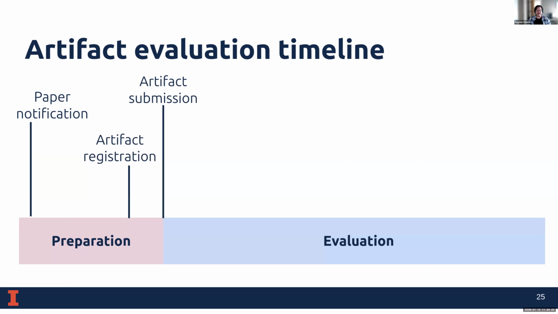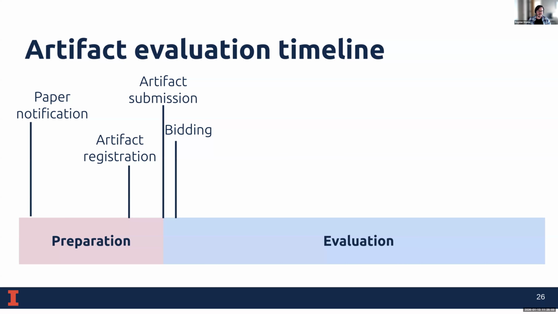Once after paper notification, if authors want to go through this extra peer review process, they would register their artifact just like they register their paper, and then they would submit their artifact to the committee. And this would kick off the evaluation stage of this process, which, for those of you who have been part of a program committee, would know starts with bidding, which means that committee members would read or sift through the papers and artifacts and point to those that they want to actually review based on their expertise or preference, or whether or not they find it interesting.